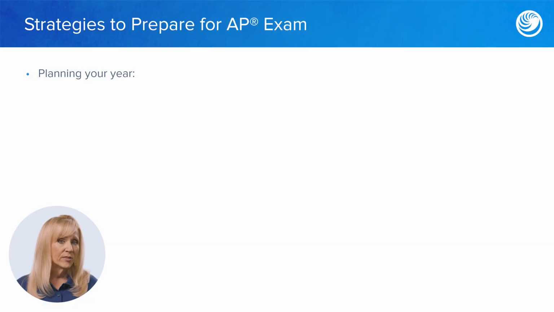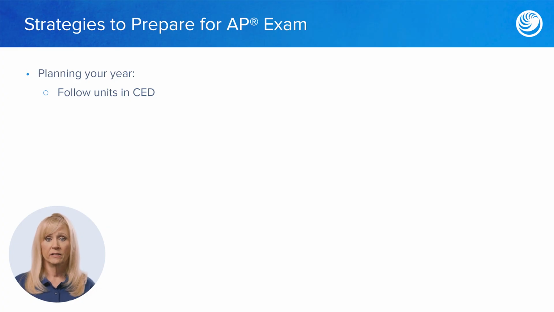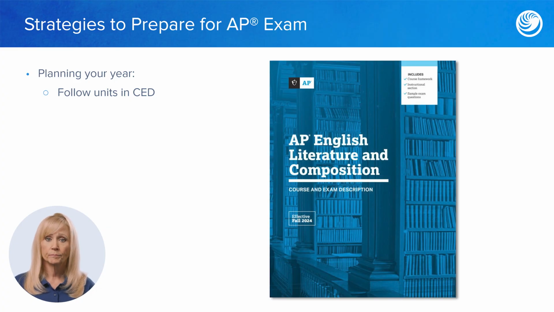If you're just starting out with AP Lit, consider following the unit progression outlined in the course and exam description. This resource, available on the College Board website, offers a comprehensive overview of key concepts, types of literary works, and skills that should be addressed throughout the course.